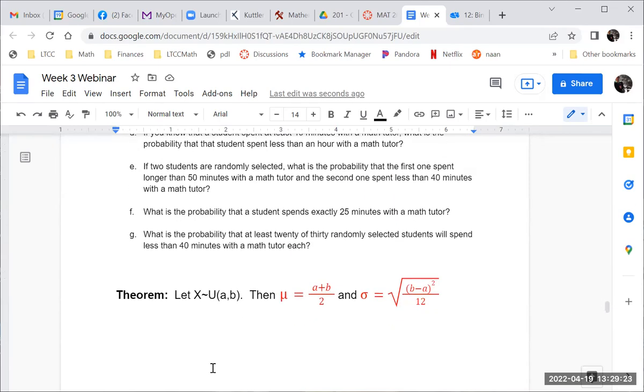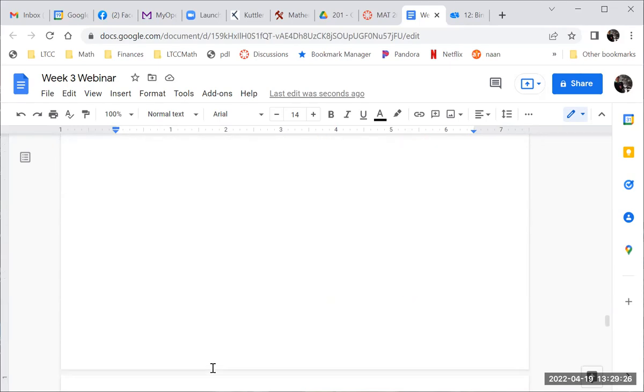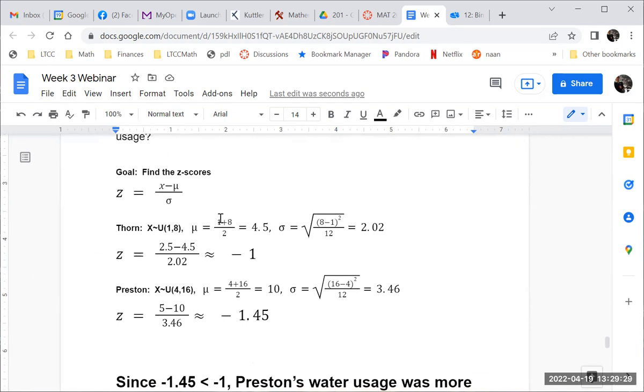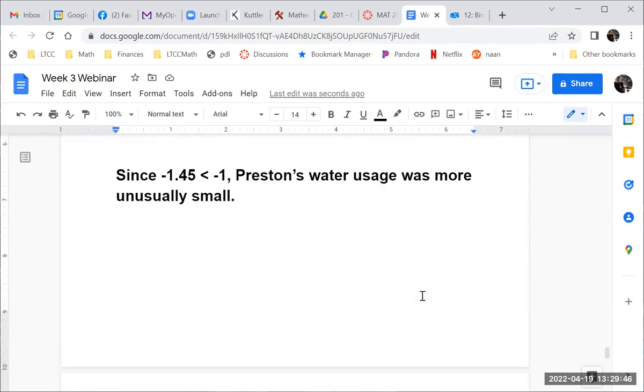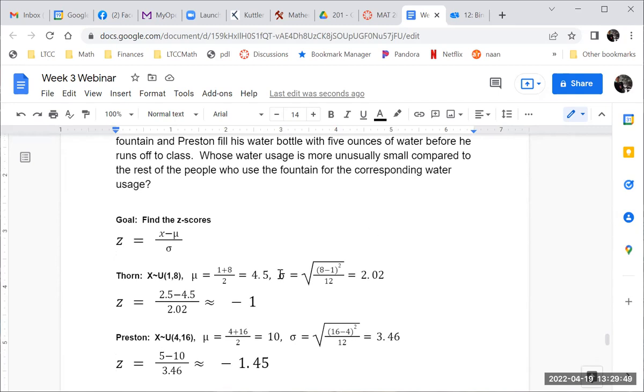The mean, we had a formula, again, that was way up here: a plus b over 2. So I just take 1 plus 8 over 2, which is 9 halves or 4.5. And then sigma, again the formula up here, is the square root of (b minus a) quantity squared over 12. So sigma is the square root of (8 minus 1) quantity squared over 12, and you pop that in a calculator and you get about 2.02. Any questions on how I came up with mu and sigma?